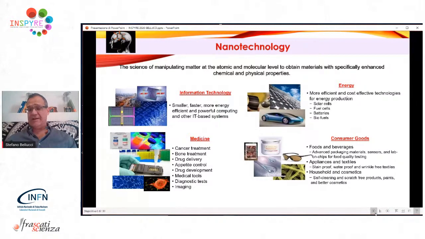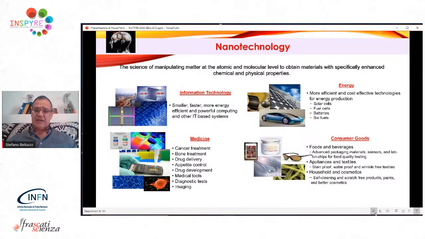I've reported four areas where the major innovations are, on the one hand, necessary, on the other hand, potentially provided by the help of nanoparticles use. So IT, where we need to have smaller, faster, and especially energy efficient information technology systems. To medicine, we will deal with this practically throughout the course of this talk.